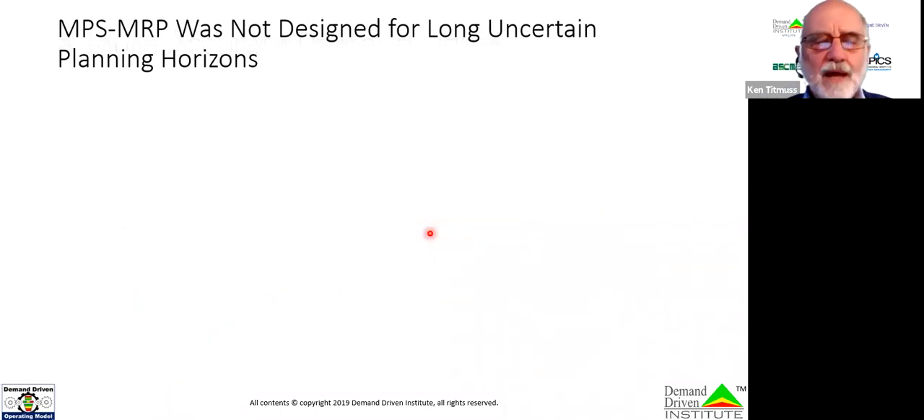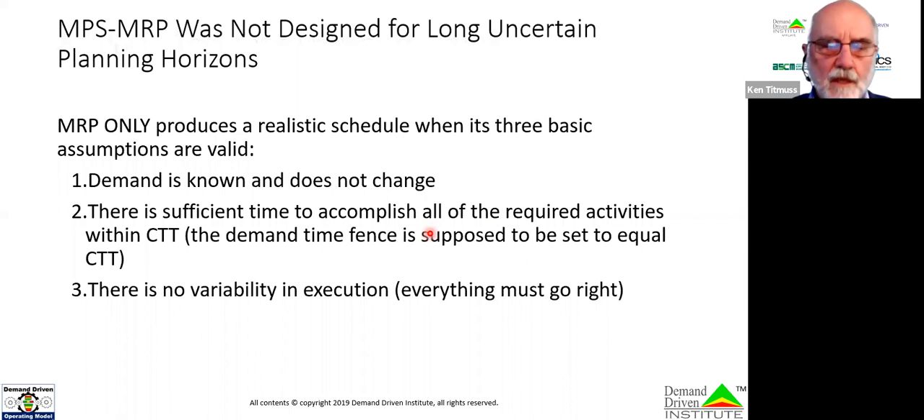So if we go back and have a look at the MPS and the MRP, it was not designed for long, uncertain planning horizons. MRP only produces a realistic schedule when three basic assumptions are valid. Number one, the demand is known and doesn't change. Well, we don't know what the demand is out to the cumulative lead time. One thing's for sure, it's going to change.